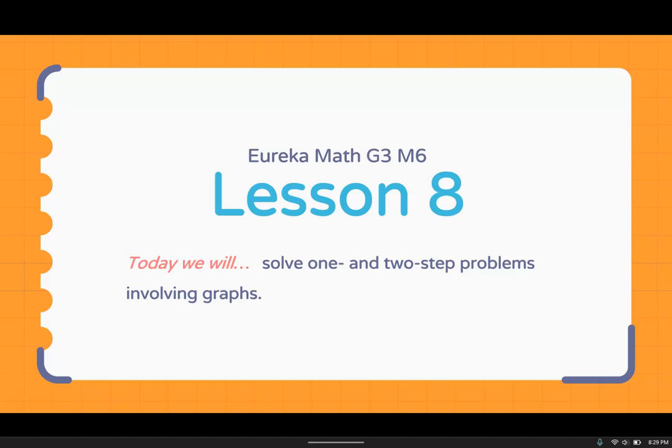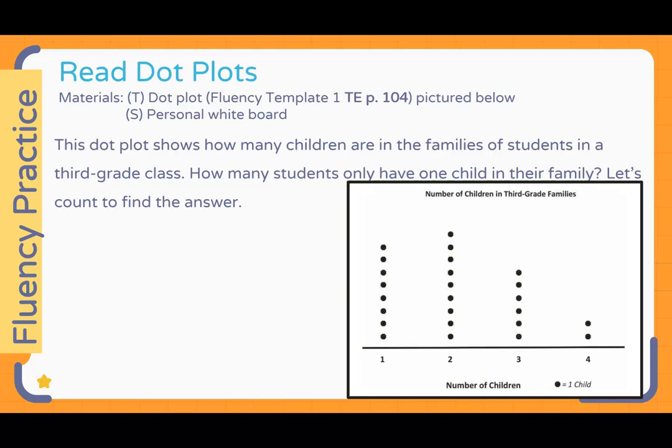Today we will solve 1 and 2 step problems using graphs. Read dot plots. This dot plot shows how many children are in the families of students in a 3rd grade class. How many students only have one child in their family? Let's count to find the answer.